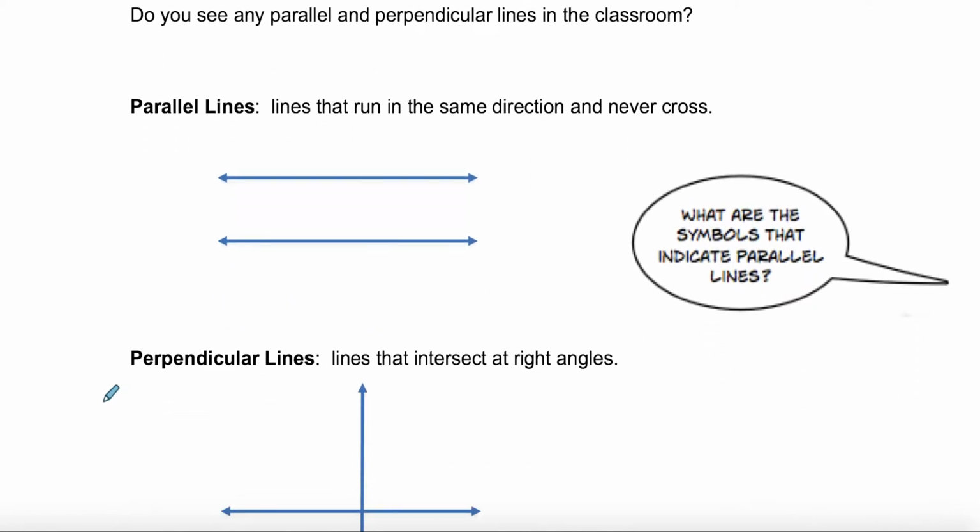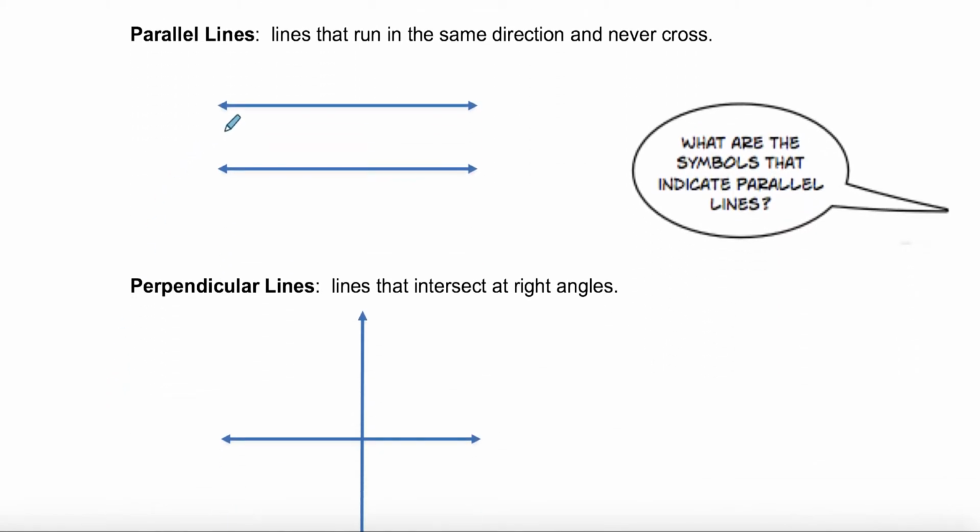So parallel lines are lines that run in the same direction and they never cross, and they would never meet. And I think when you're younger, probably your teacher talked about train tracks and how train tracks are parallel because the 2 sides of the track are never going to get closer together. They always have to be the exact same distance apart.